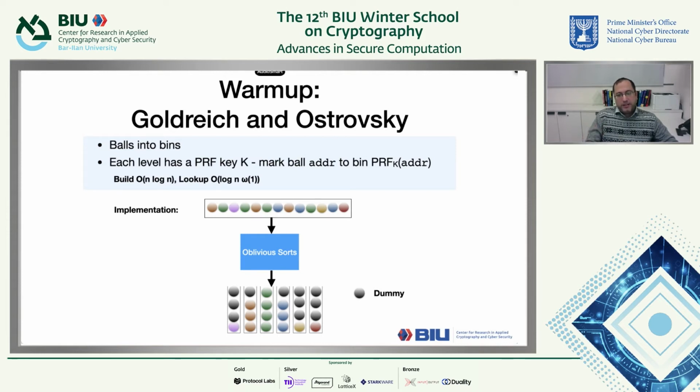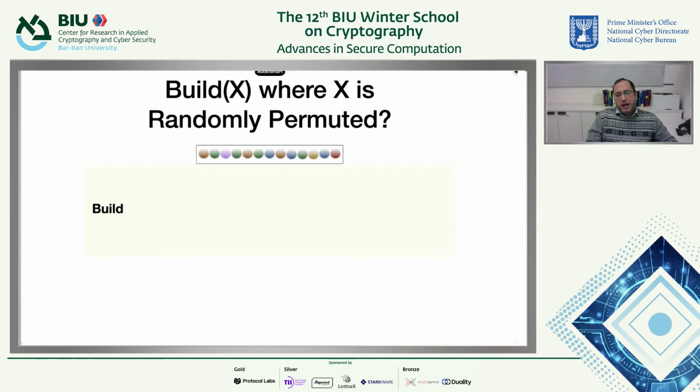I'm going to give you a guarantee that, before we started, someone permuted all the elements for us. So the game is as follows. The adversary chooses all the elements that we have. It knows all the balls, okay? But before we start the construction, someone shuffled all the elements, and then we start the construction. So the adversary knows the balls, he chooses the input. Now someone, for free, shuffled all the inputs, and then we start. So the question is, what happens when X is randomly permuted?